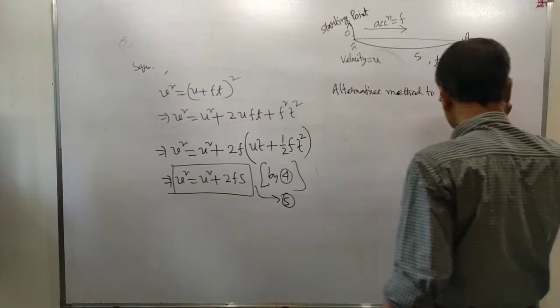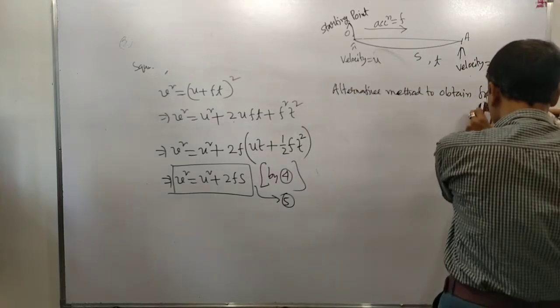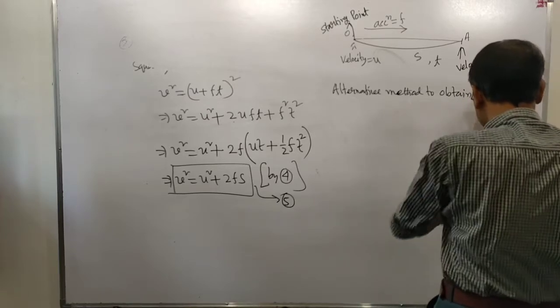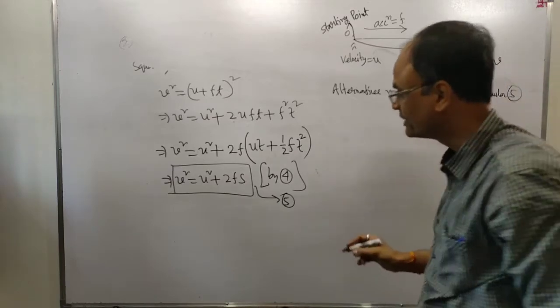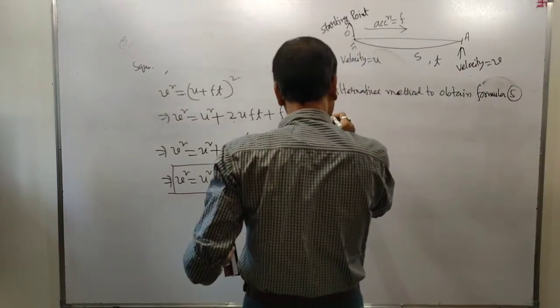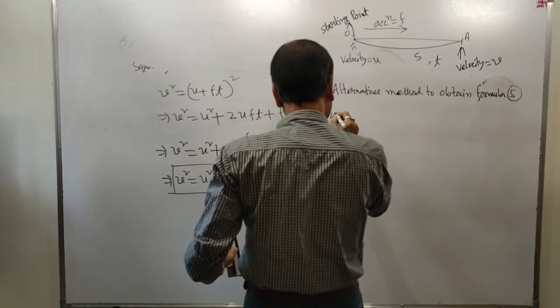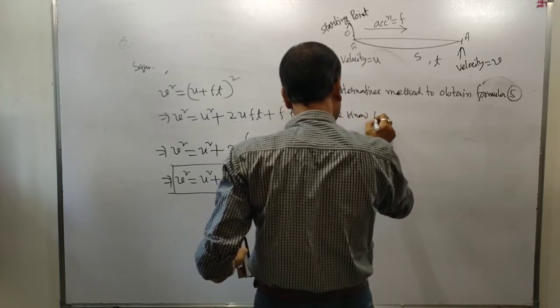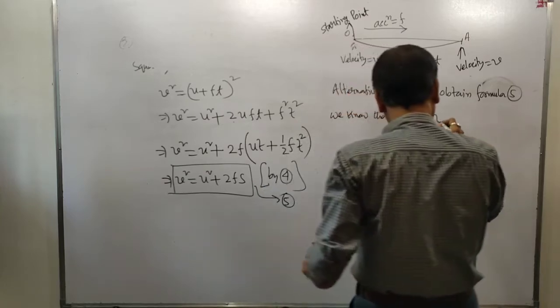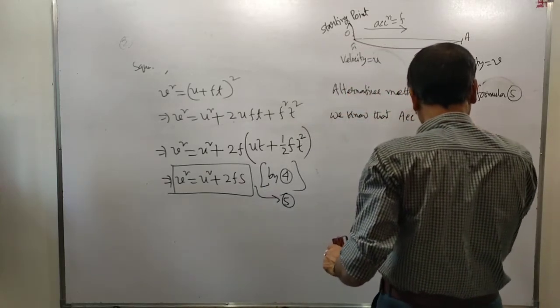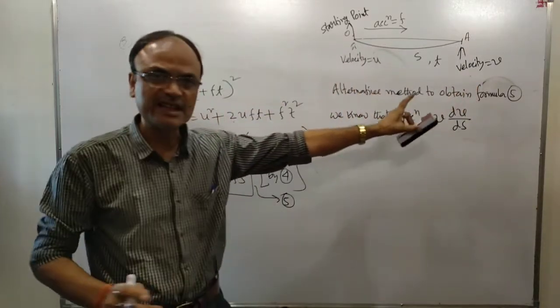Obtain formula 5. We know that acceleration can also be written as v dv by ds.